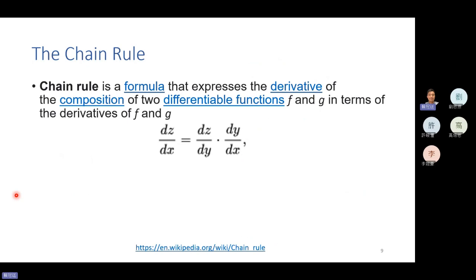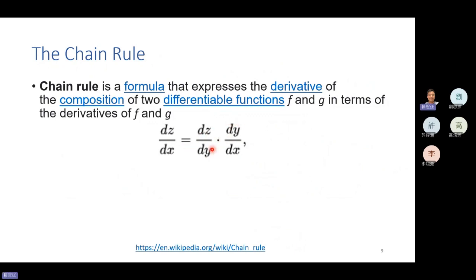So what's chain rule? We have heard this many times, right? It's very important for deep learning because we have multiple layers, and with chain rule, we can directly measure the change of the total neural network. So chain rule is actually a formula that expresses the derivative of the composition of two differentiable functions, f and g, in terms of their derivatives. In other words, you can calculate the derivative of the first function, and then the derivative of the second function, and multiply them together.